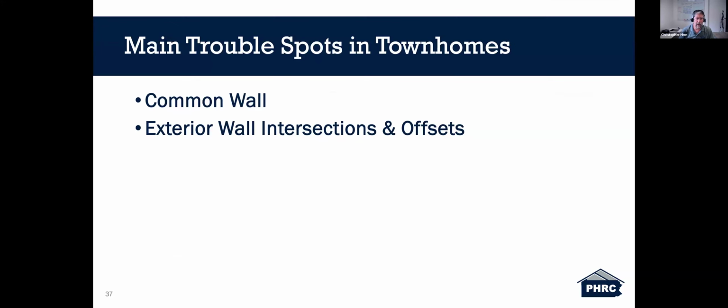So we're going to take a look at the common wall, and then we're going to look at exterior wall intersections and offsets, and how the code progressed in its language, going from 2015, which I don't have language on, but I can state what it does say, and then looking at the language in 2018 and where the language is going in 2021, trying to limit that air leakage at our exterior wall intersections, where we have our two units coming together. When we get to those slides, it'll make a little bit more sense than me trying to explain it.